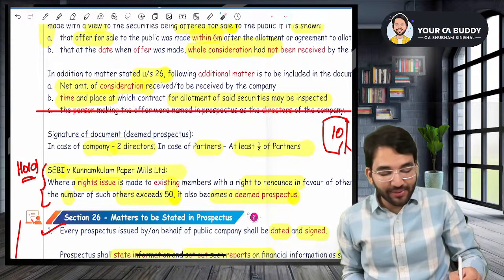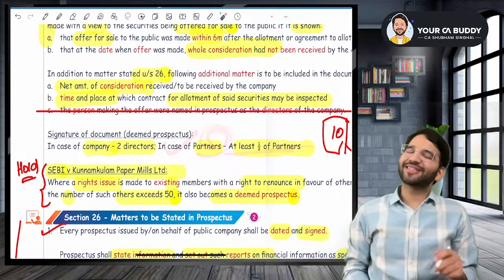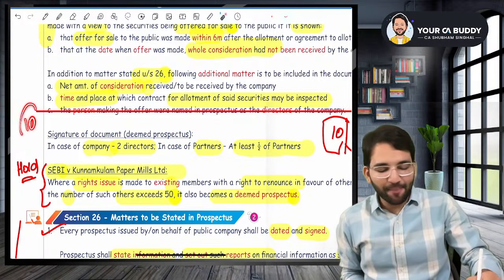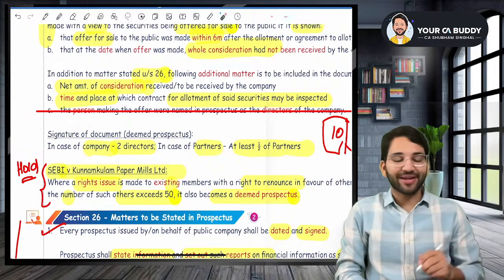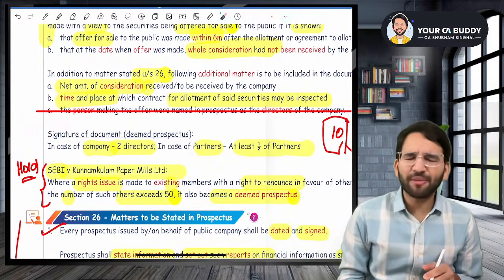In case of a company, it will be signed by at least 2 directors. And in case of a firm where there are partners, it has to be signed by at least half of the partners. At least half of the partners means what? If there are 10 partners, out of those 10 partners, at least 6 of them will have to sign. No, sir. At least half means out of 10 partners, 5 at least will have to sign. Even if 5 people sign, it is fine.